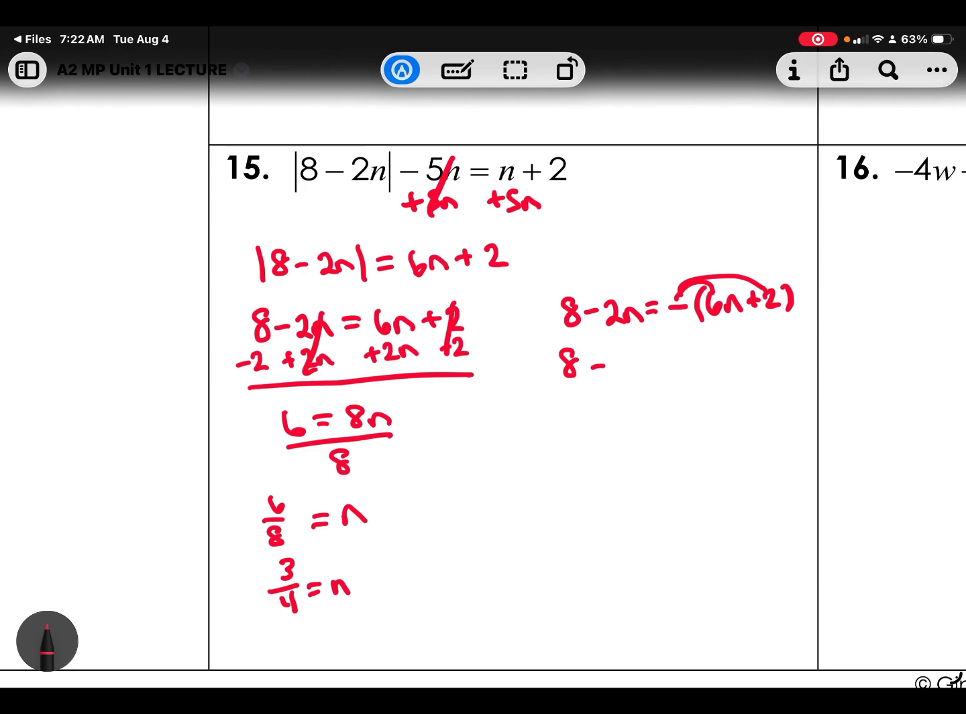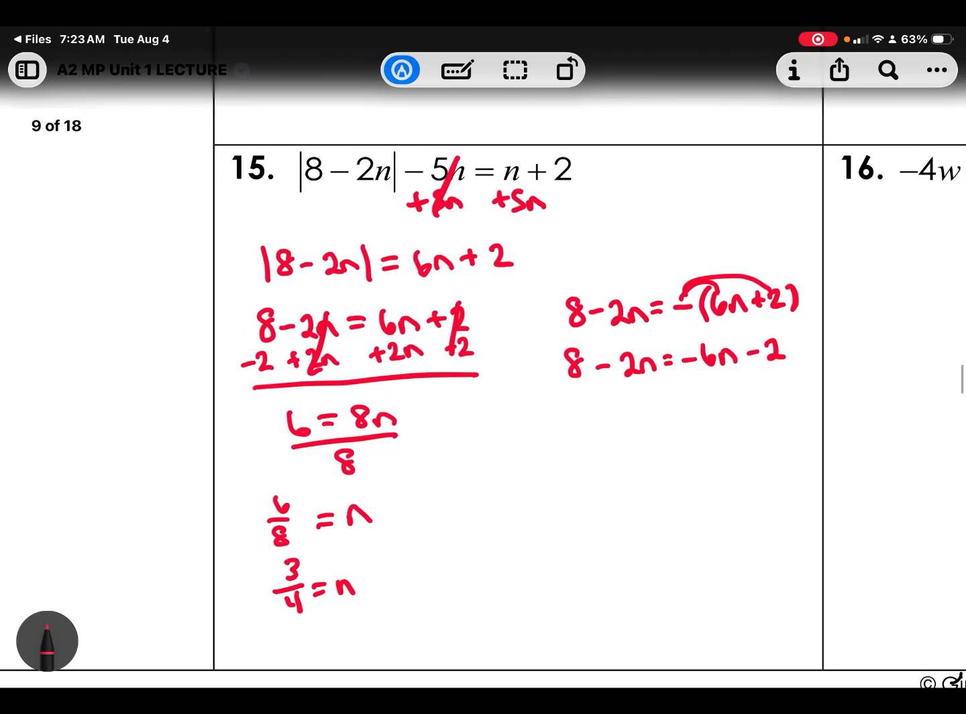Okay, and now on the other one, I need to distribute this minus sign. So I have 8 minus 2n, and it's going to give me negative 6n minus 2. So when you do both cases, if you have a binomial or a trinomial, you have more than one term, make sure you distribute that. It changes all the signs. So the 6n became negative and the 2 became negative as well. All right, so let's move those around now.